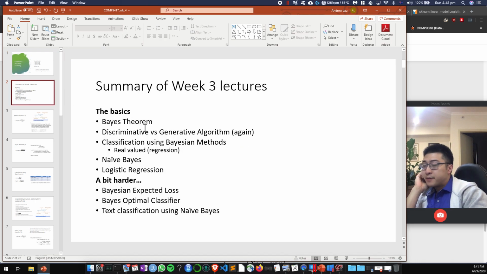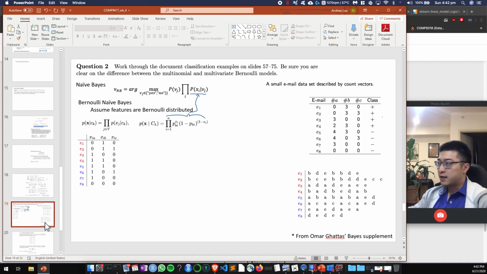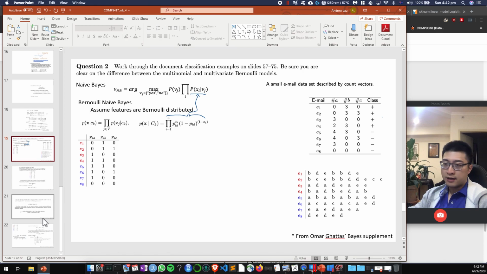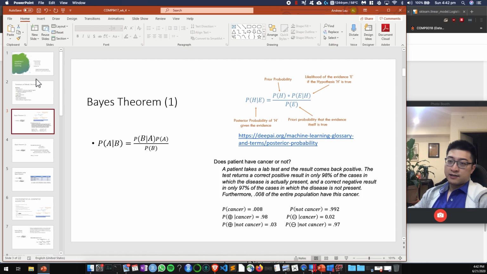Today we'll be talking about a few things: Bayes' theorem, discriminative versus generative algorithms, classification using Bayes' theorem, naive Bayes, as well as a bit about logistic regression. As usual, I'll go through an overview of the content, then the tutorial questions, and then the Jupyter notebook. So let's get started. As I say, it's classification.